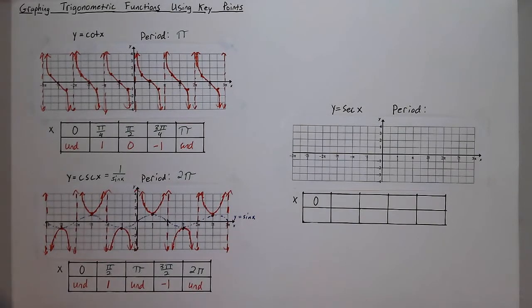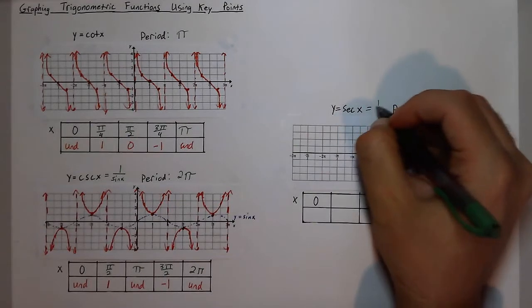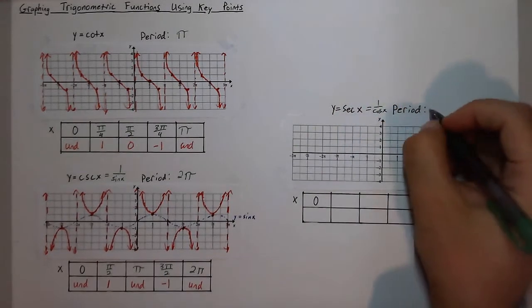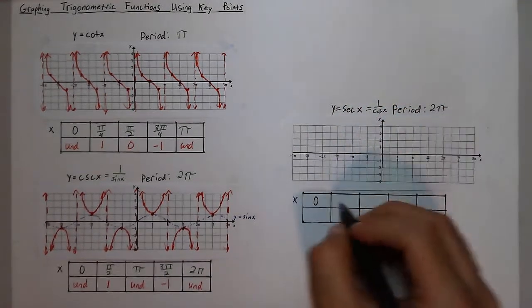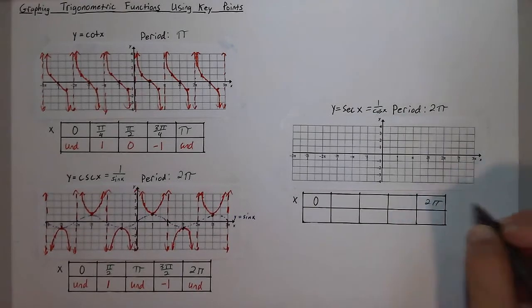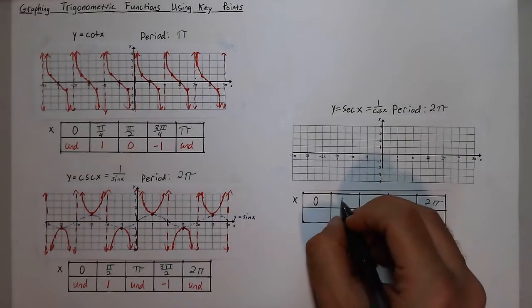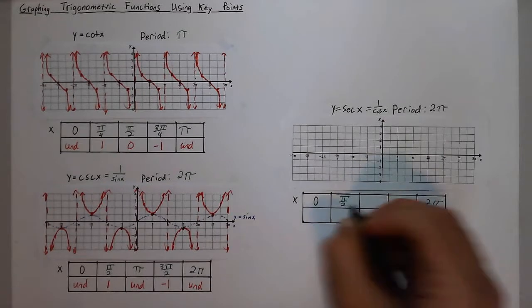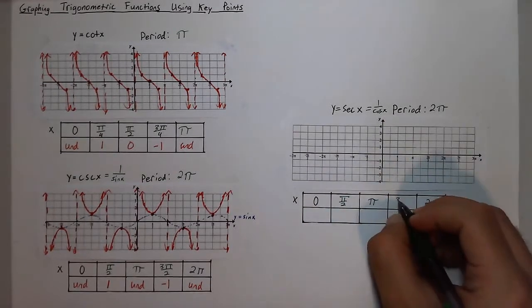Now lastly, we're talking about secant, which is 1 over cosine. So its period is going to be similar to cosine, which is 2 pi. So 0 to 2 pi, break it up into 4 pieces by dividing by 4. We've seen this pattern a few times already in this video.